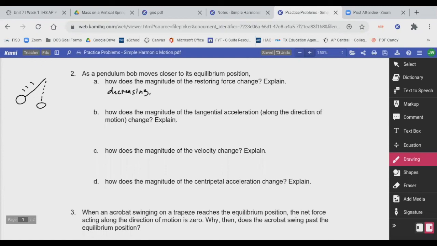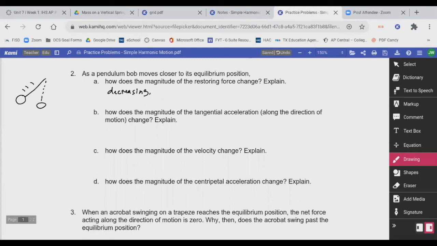And the way that we would explain it is the restoring force is equal to, let's see, displacement. How do we describe that? The restoring force, how about this? I want to use words. I don't want to use an equation. I want to say that the restoring force is proportional to the displacement.